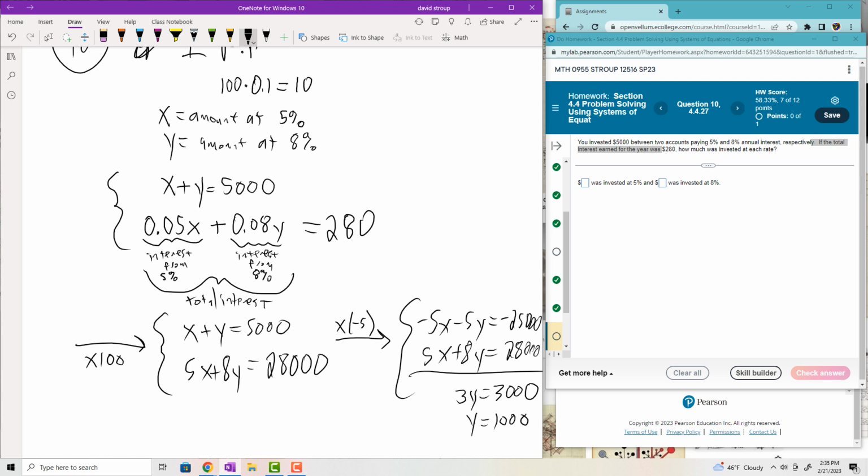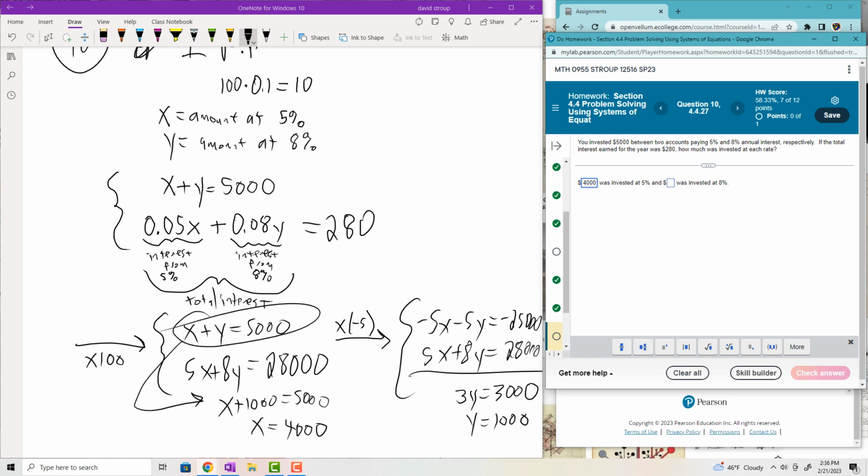So it looks like you must have deposited 1,000 at 8%. And then borrow this equation: x plus 1,000 equals 5,000. So you deposited apparently 4,000 at the other rate, 5%. Okay, so it looks like 4 grand at 5%, and then you did 1 grand at 8%.